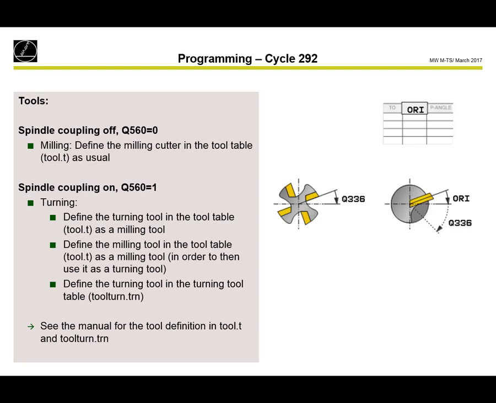So you can use this cycle also on a milling machine. If you have a mill-turn machine, you can decide if you want to use a milling tool defined as a milling tool or a turning tool defined as a turning tool. Both examples are possible.